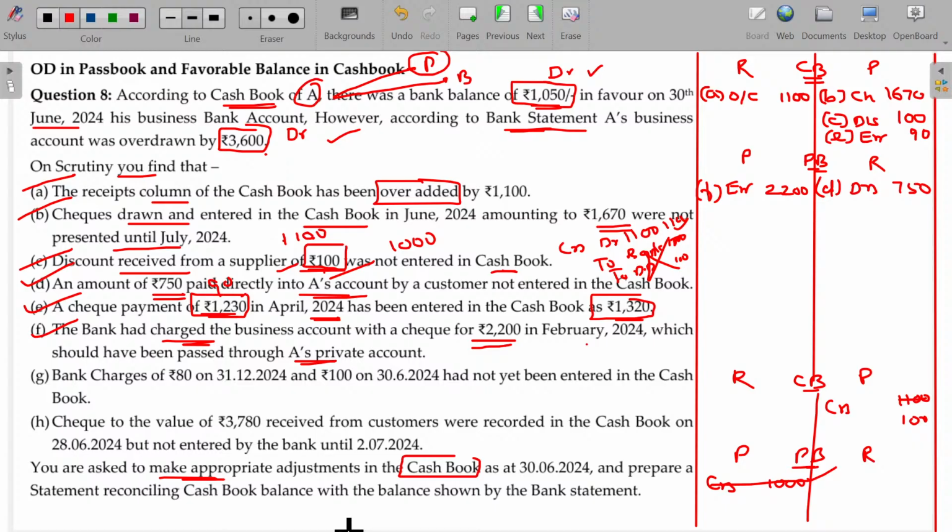It's my personal expense, but they have charged it in this bank account. So in the passbook, they have charged the business account. In the cash book, not recorded at all. Is that clear? This is the error of the banker side.